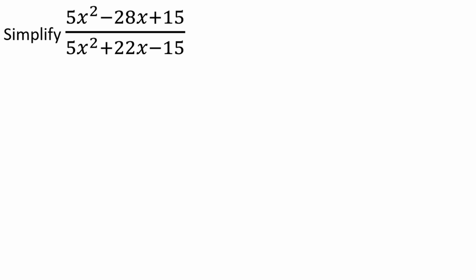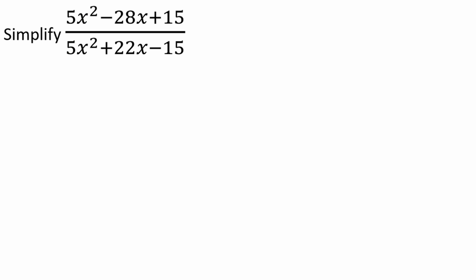Okay, one last problem. We have 5x squared minus 28x plus 15 divided by 5x squared plus 22x minus 15. Unfortunately, nothing can be factored out of this, and please don't try something like this and try to cancel the 5x squared. That's what my calculus teacher used to call math by feelings. Just because you want it to work doesn't mean it works.